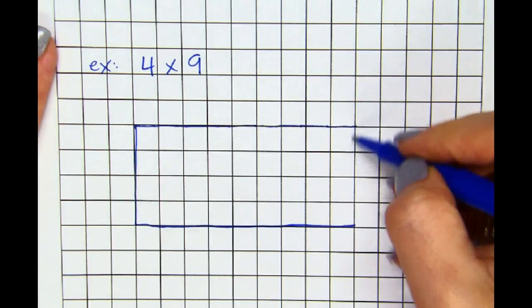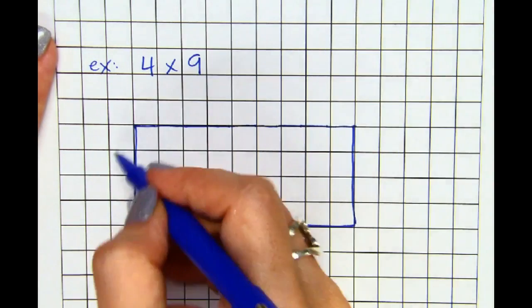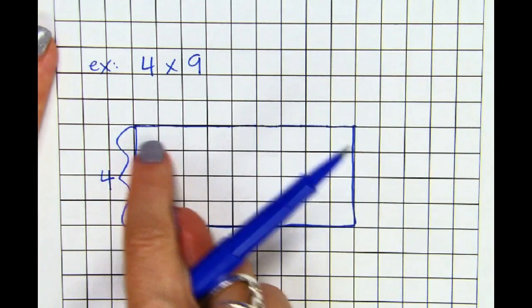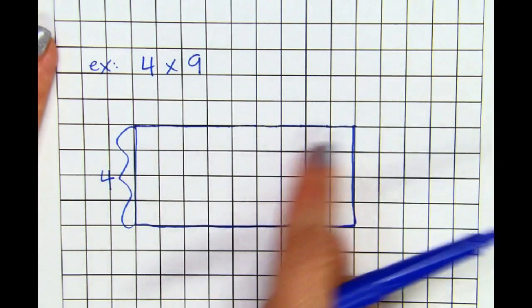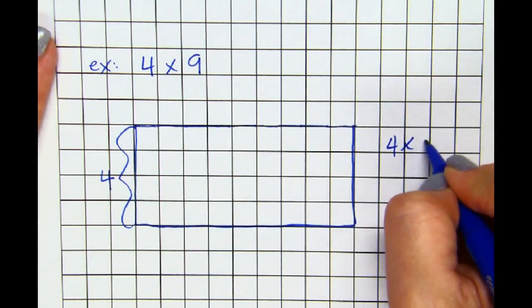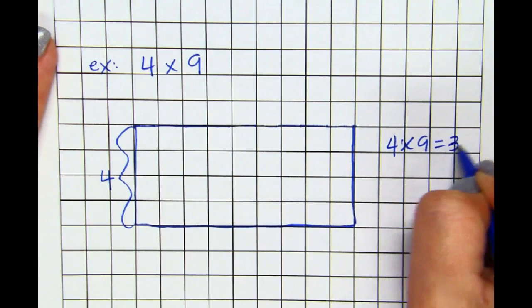So I still have 4, and I still have 9 in each group: 1, 2, 3, 4, 5, 6, 7, 8, 9. So that still equals 36. 4 times 9 equals 36.